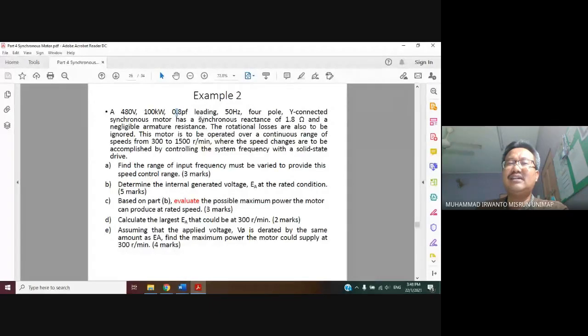The synchronous reactance XS is 1.8 ohm. And then the value of RA is ignored. And then also the rotational losses are to be ignored. Okay, now so we want to adjust the rotor speed between 300 to 1500 RPM. Yeah, this one. Okay, now so the first, find the range of input frequency that must be varied.